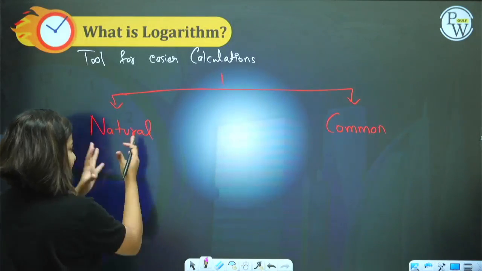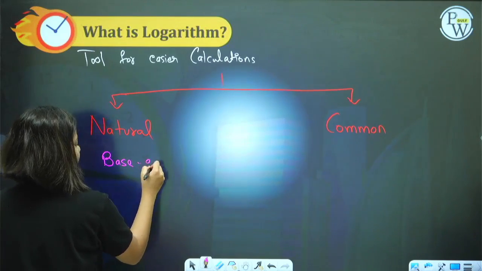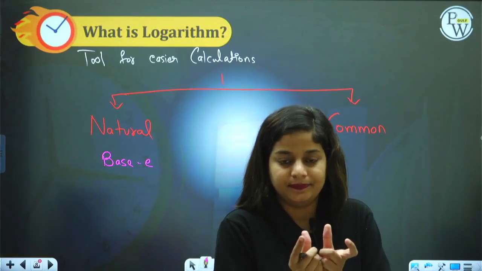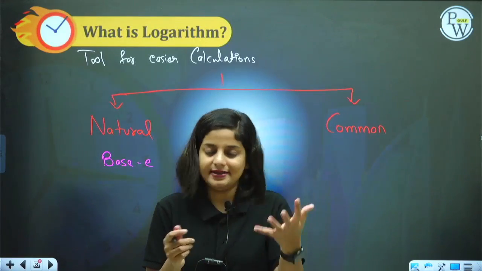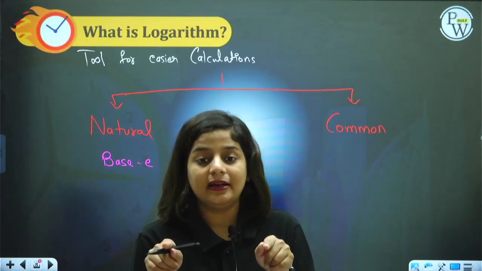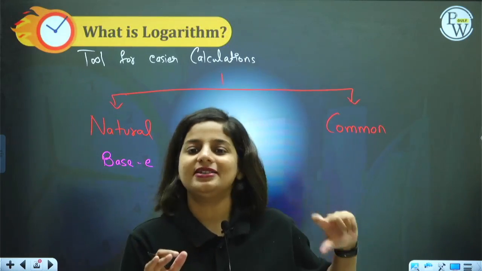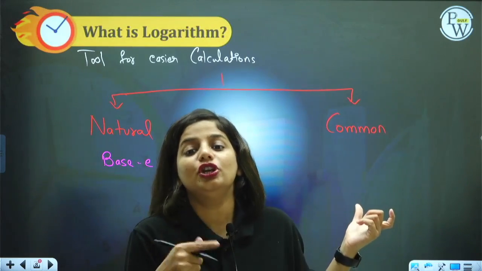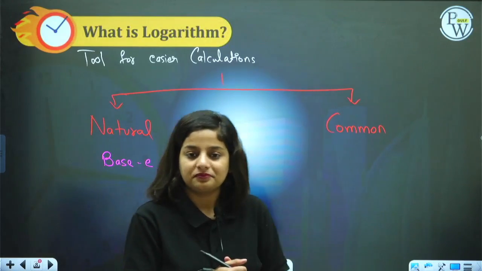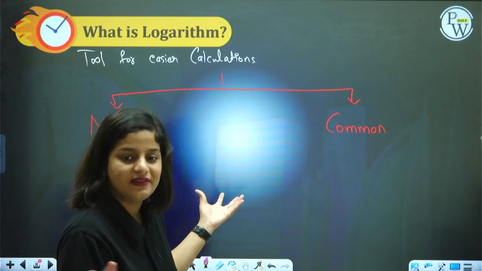The difference is that the natural logarithm has base equal to e. What is e? e is Euler's number. It is a constant. Till 10th standard we didn't have any such number. The way you have pi as just a constant, similarly e is just a number called Euler's constant. Euler is a mathematician. Its value is roughly 2.7 something.